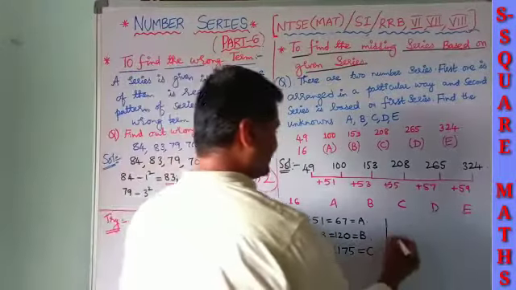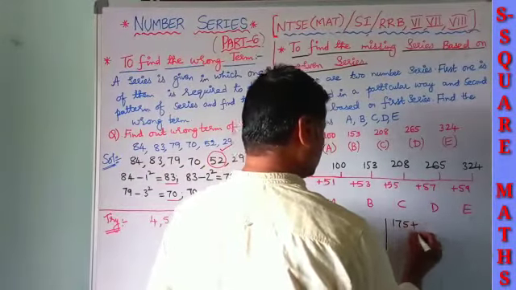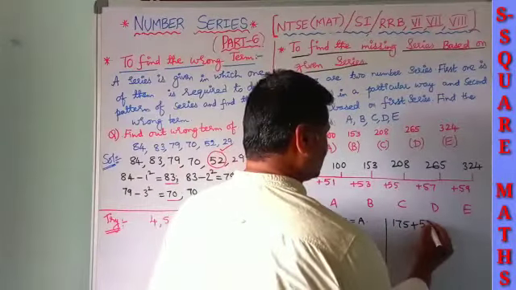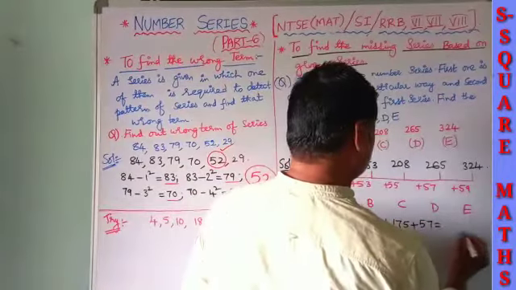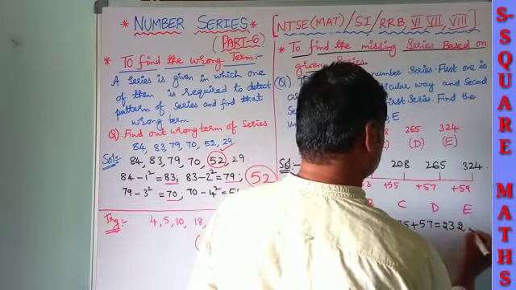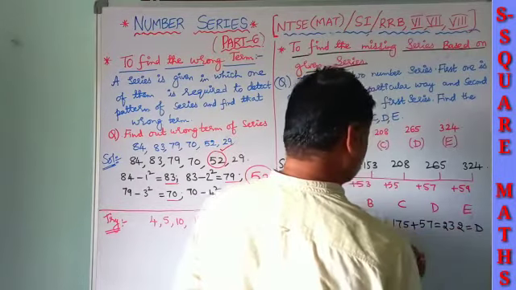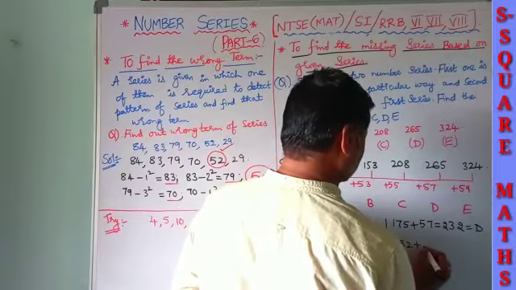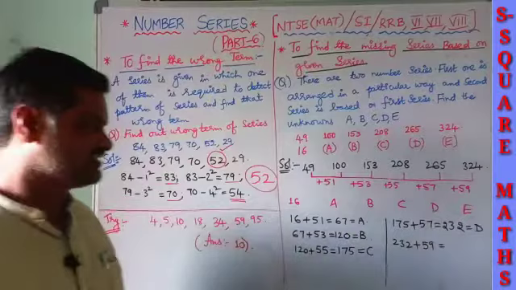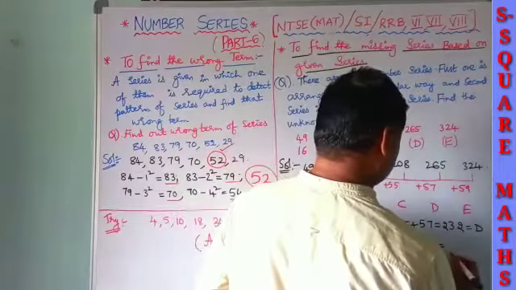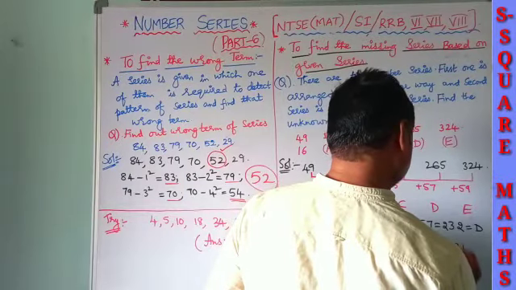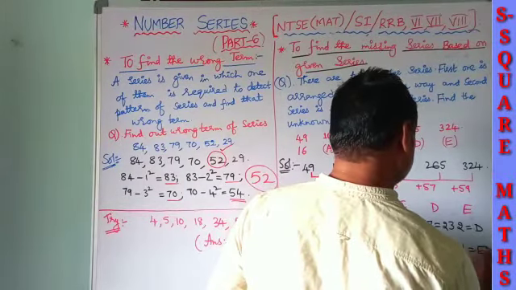Next, to our 175 we add the odd number occurring after 55, nothing but our 57. So what are we going to get? 232, nothing but our D value. Next, 232 plus 59, because previously we added 57 to the previous term. Now adding, what are we going to get? 291, nothing but our E.